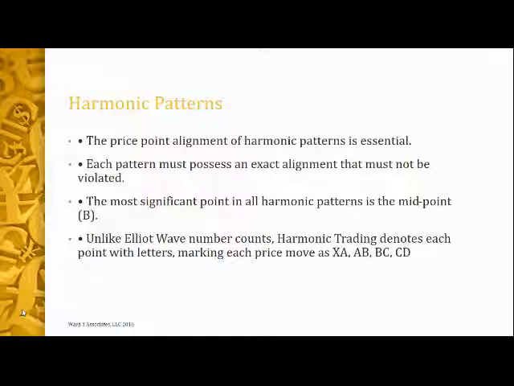The price point alignment of harmonic patterns is essential. Each pattern must possess an exact alignment and that must not be violated. The most specific point in all harmonic patterns is the midpoint, which is the B point. Unlike Elliott Wave number counts, harmonic trading denotes each point with letters marking each price move as XA, AB, BC, CD. So what that means is your first swing point would be X, your next swing point would be A, the inside return point is B.